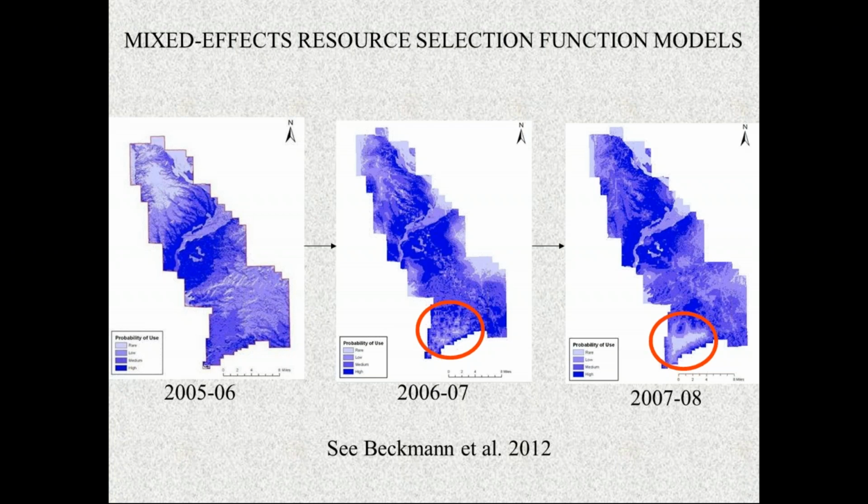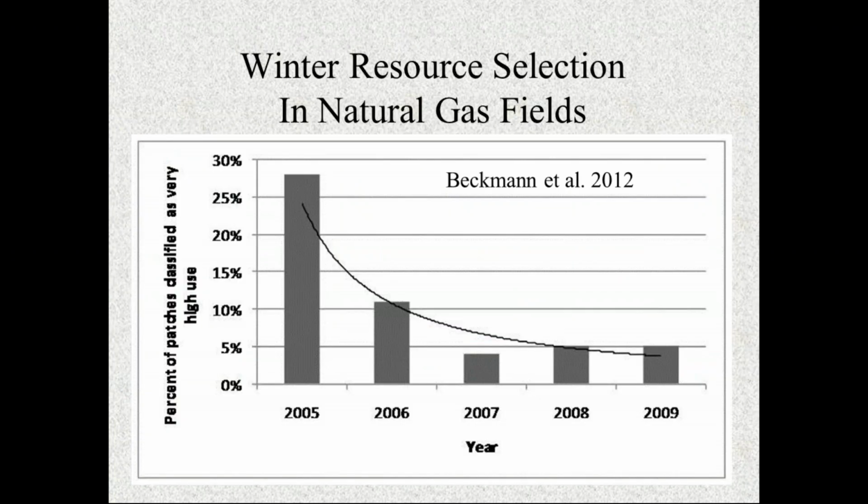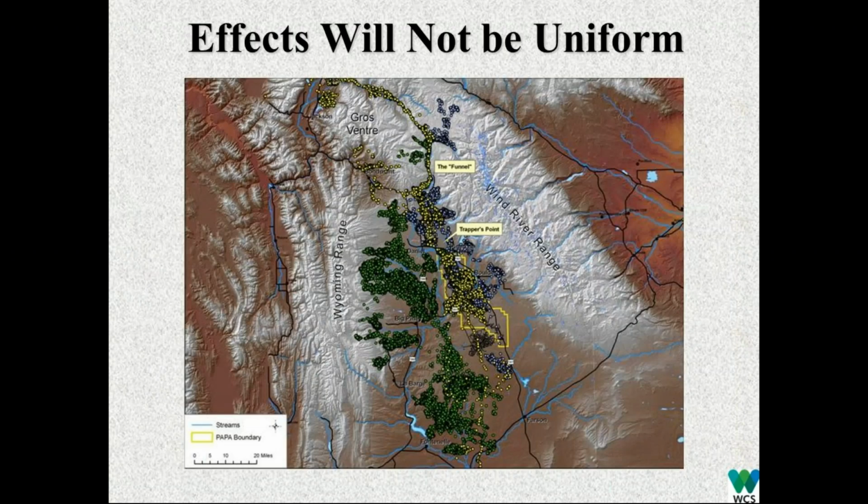And you can see this in the Jonah field, and if we extend this out, our models for multiple years, you'll start to see it in the spine of the Pinedale Anticline as well, where the development is heaviest in the DAs. In fact, what we saw is the percent of patches identified as very high use dropped by over 5-fold during a 5-year period from 2005 to 2009. And so we're starting to see a behavioral response in pronghorn that has yet to translate into a demographic response.